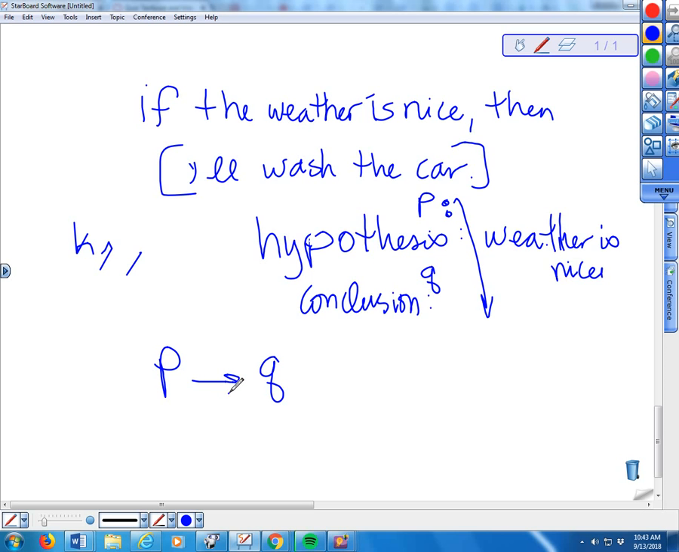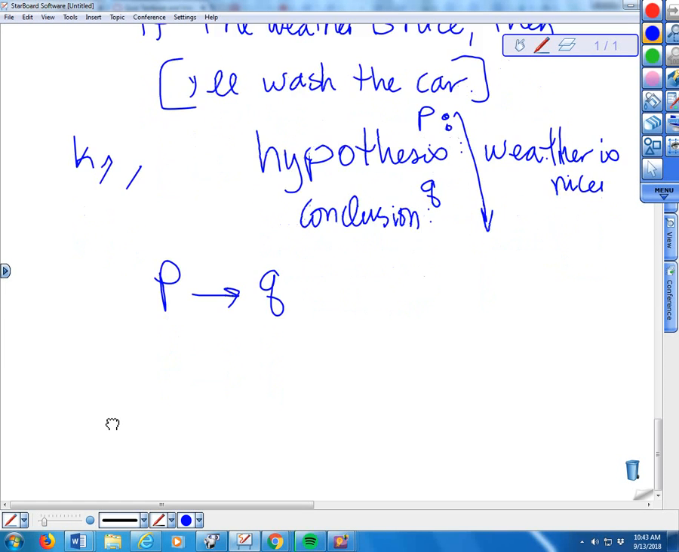The hypothesis is always P. The conclusion is always Q. And I always make this arrow, and when I read that, this means if P, then Q. If P is that, if the weather is nice, then I'll wash the car. Okay? So once we have if P, then Q written, there's three other things you need to know.